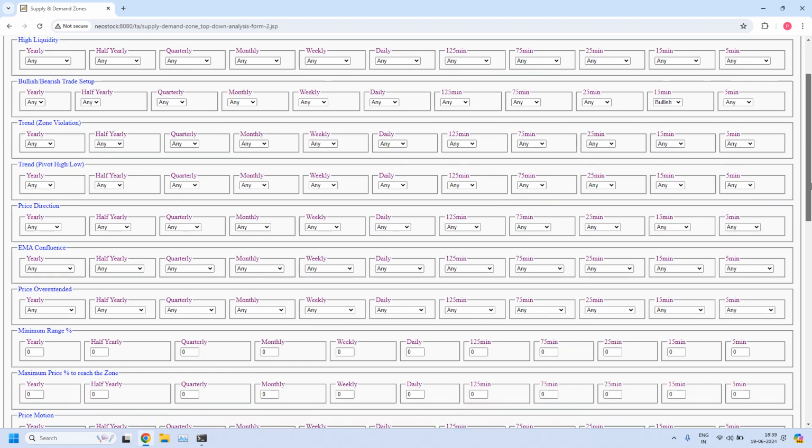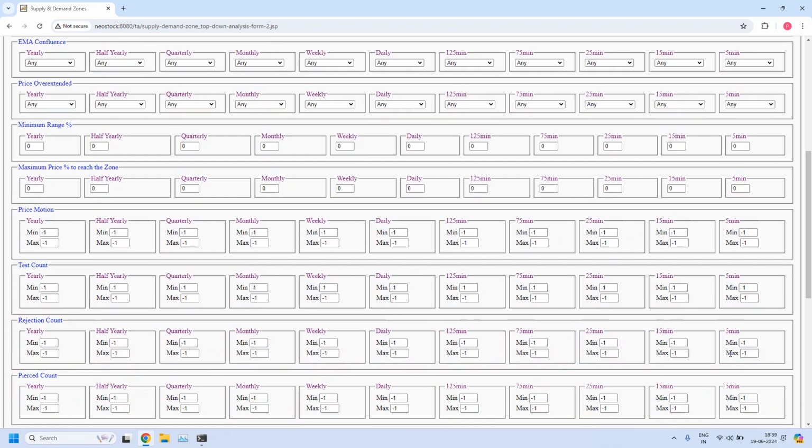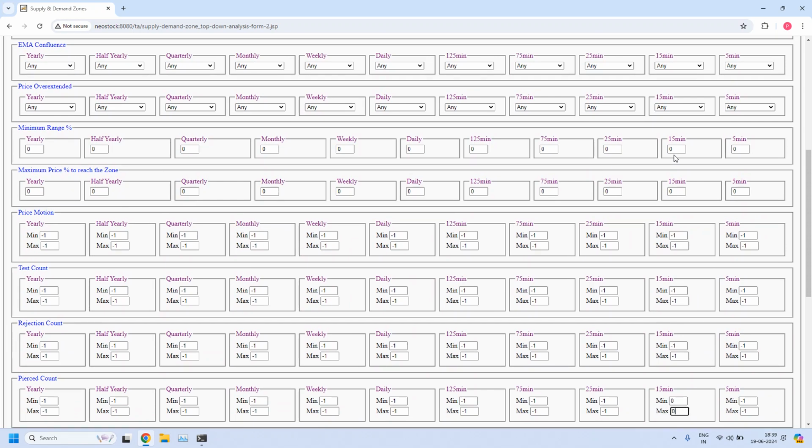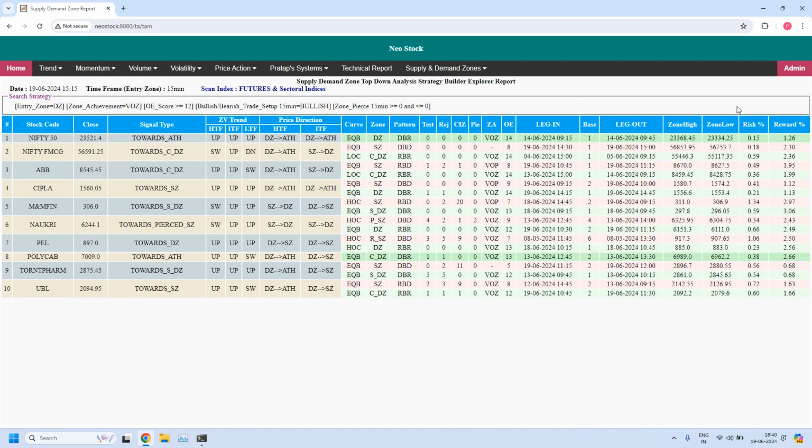And the zone should not be pierced, 15 minute zones. So in the pierced count in 15 minutes time frame, minimum value I am setting 0, maximum value I am setting 0, and the zone achievement should be violated opposing zone, and minimum odd enhancer score is 12. With these filters, I am generating the report. So 10 stocks are filtered, and these 10 stocks are currently supporting a bullish trade setup for daily income trade.